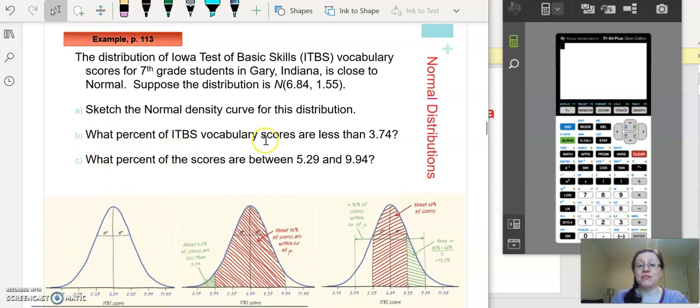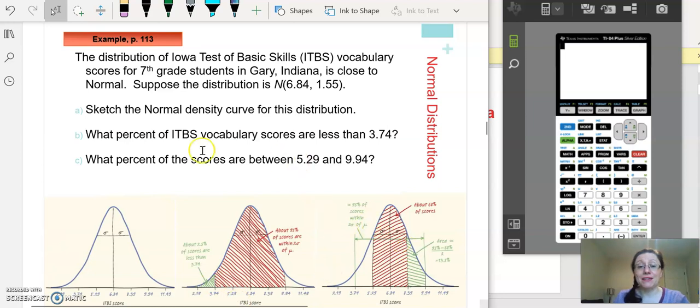What percent of ITBS vocabulary scores are less than 3.74? So 3.74 is right here, and we're looking for less than, so this is the green area. So remember, the red here is within two standard deviations of the mean, and that's 95% of the data. And that leaves 5% on the ends. There's an end on the right and an end on the left, right? So we have to take that 5% divided by 2, and it's about 2.5%.